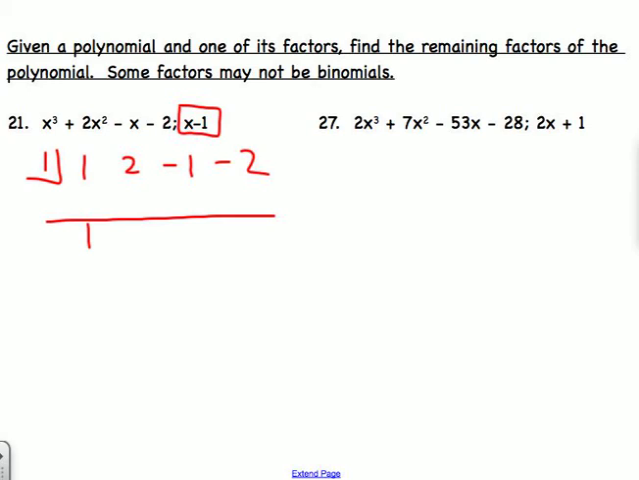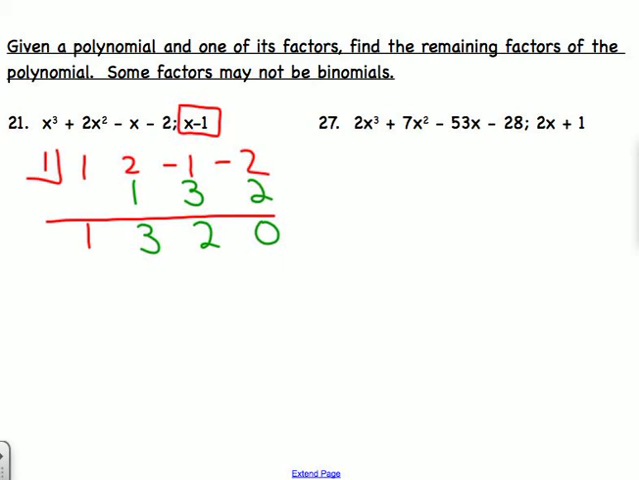So let's go. 1 times 1 is 1. 2 and 1 gives 3. 3 times 1 is 3. Negative 1 plus 3 is 2. 2 times 1 is 2. 2 and negative 2 gives 0. So our remainder is 0, which means it is a factor.